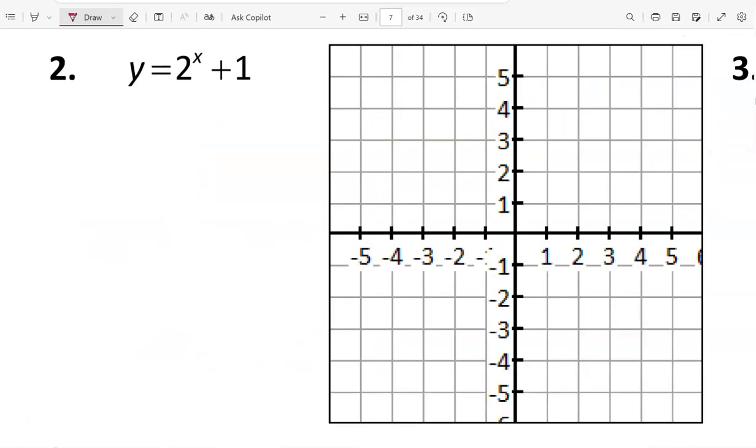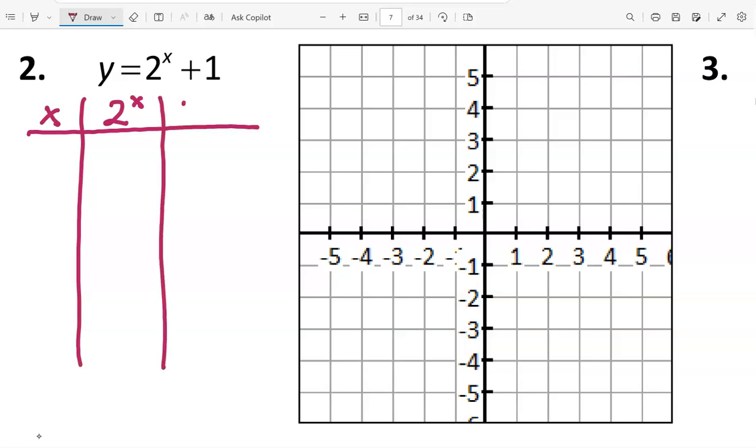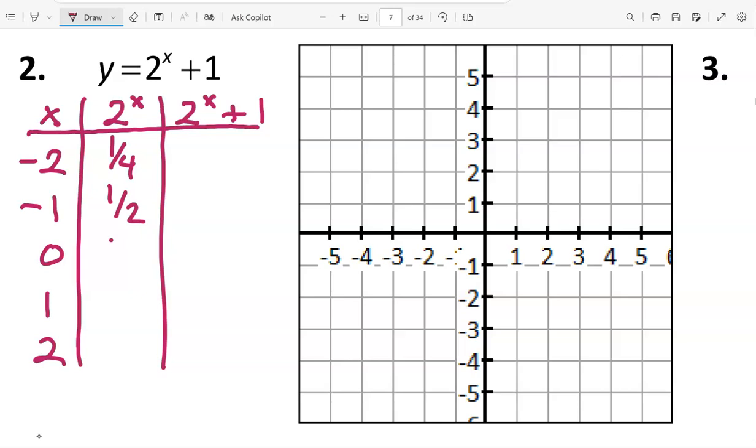In 2 through 5, we're asked to graph each exponential function using a table of values. So, I'm going to pick an x value, and then we can, in order of operations, find the value of 2 to the x, and then add 1 to that. So if x were -2, -1, 0, 1, 2, 2 to the x is 1/4, 1/2, 1, 2, and 4. And now adding 1, we get 1 1/4, 1 1/2, 2, 3, and 5.